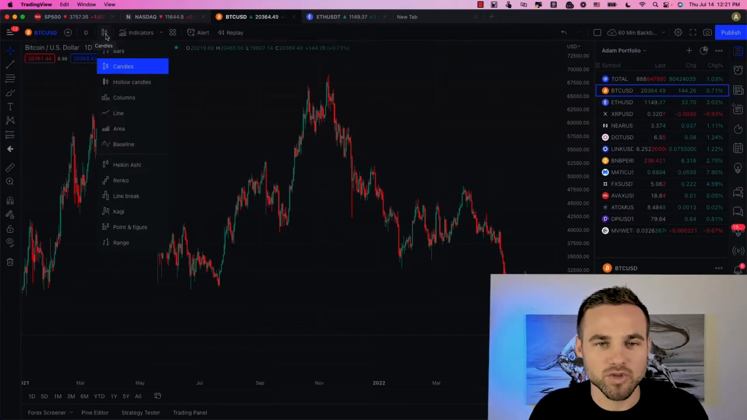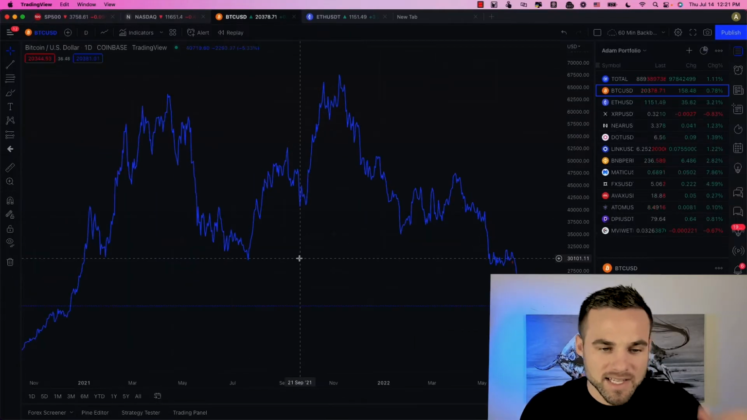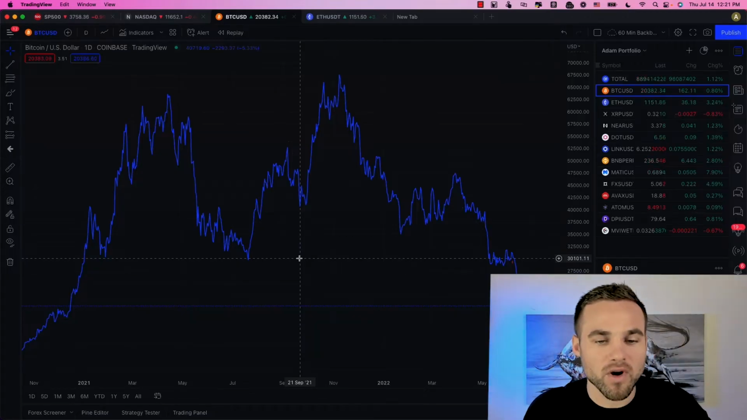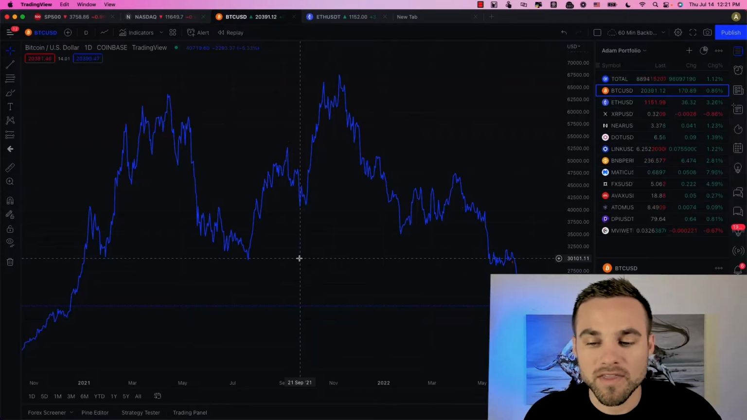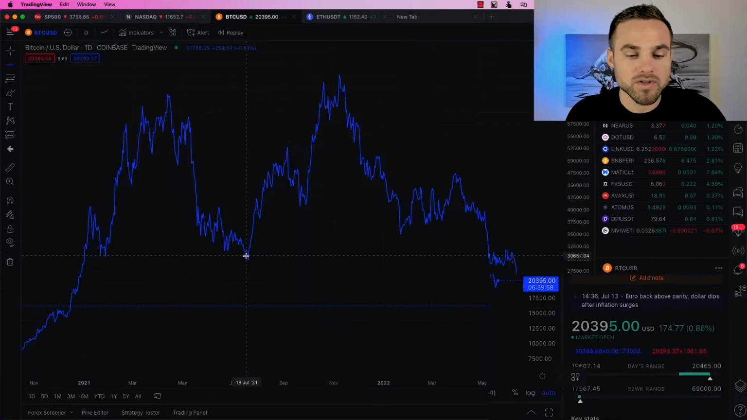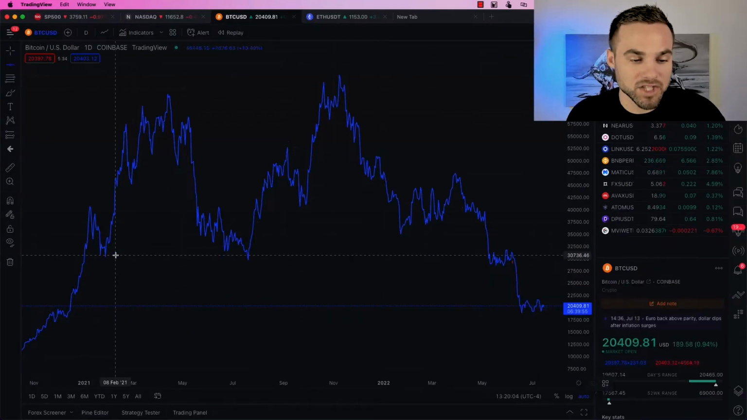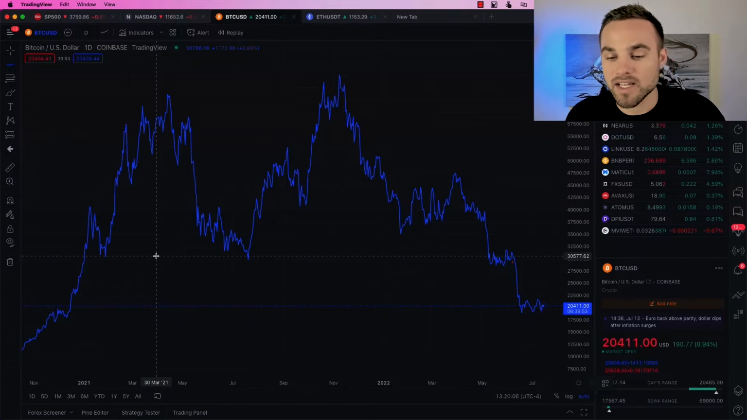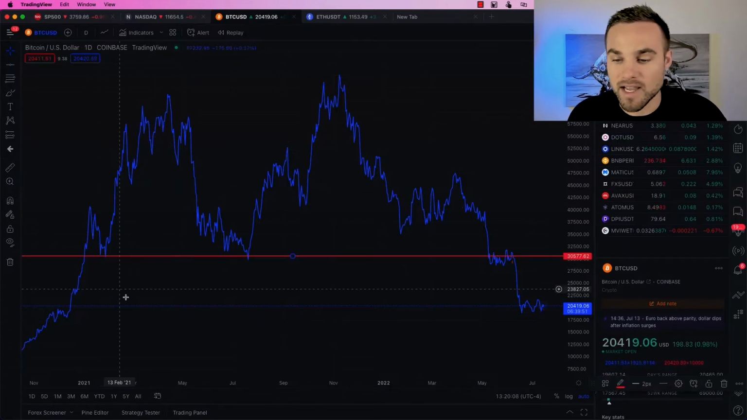Now, I'll give you a little trick. The best way to draw support and resistance is to actually come over here and draw it with a line chart. And essentially what you're looking for is a line where the price has touched multiple times in the past. So for example, we can see that it touched price twice here, then it touched it again, and then it's touched it a lot right here, right? And this happens to be right at $30,000.